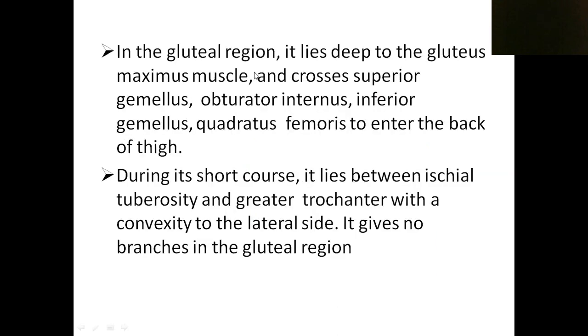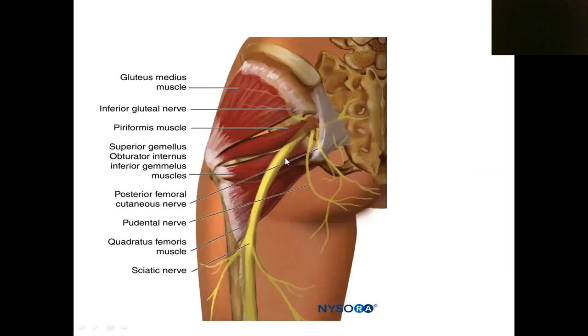Now here in the gluteal region, it lies deep to the gluteus maximus muscle and it lies on the superior gemellus, obturator internus, inferior gemellus, and quadratus femoris muscles. What is meant by that? See here, this is the sciatic nerve. It lies on these muscles. Here we have the superior gemellus, inferior gemellus, and this is the quadratus femoris. It lies on these muscles, and this nerve is covered by another muscle, the gluteus maximus.